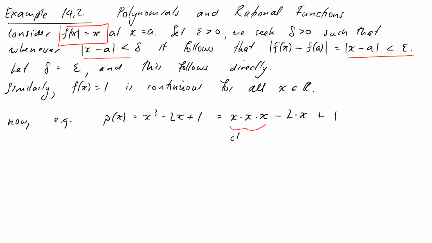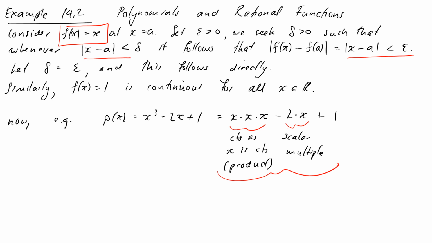This is continuous, as x is continuous. This is product rule. This here is a scalar multiple. So 2x or minus 2x is also continuous. And then overall, we just have a sum by sum rule.